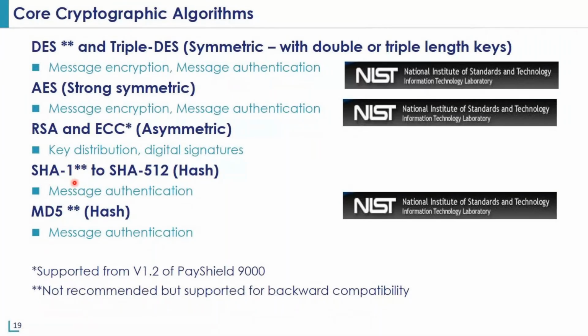So all the FIPS approved algorithms are supported on the PayShield 10K. Some of them are supported just for backward compatibility. They are not recommended, for example, SHA-1 and MD5. They are not recommended to be used. But if you have a payment application which still requires those algorithms, you can enable them. You can still use them.